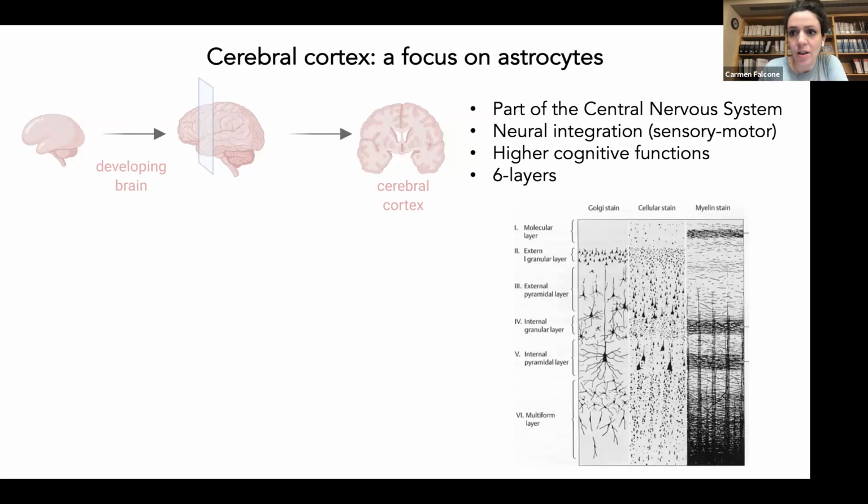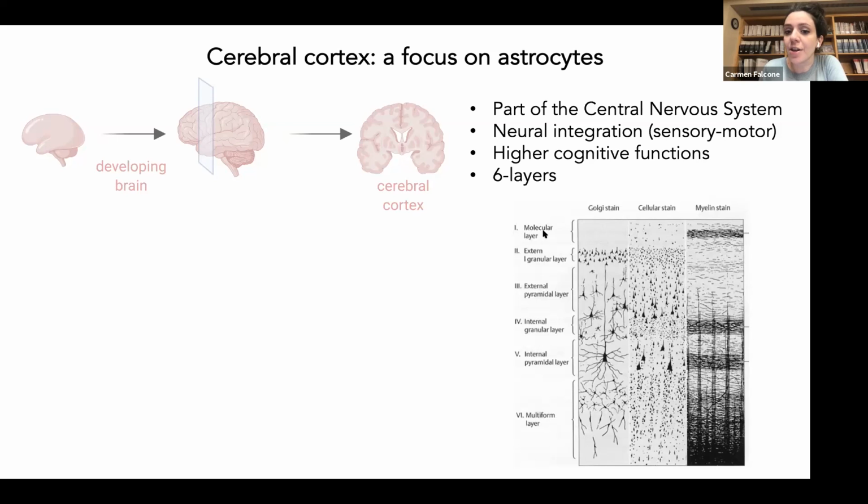Good. Yes. Okay. You already know, because you work with Bruno, what the cerebral cortex is. It's a part of the central nervous system, and it's the place where a lot of neural integration, both sensory and motor, happens. Somebody calls it the place of higher cognitive functions. I just call it the place of complex cognitive functions in mammals. And usually mammals have 6 layers. This is important to remember when I show you the morphology of the astrocytes that I study.